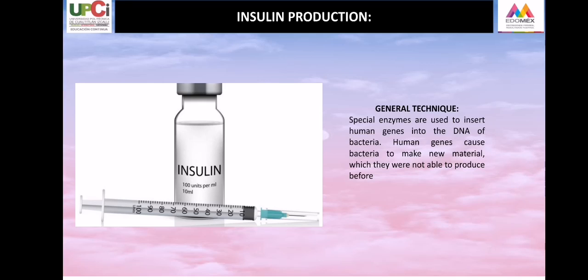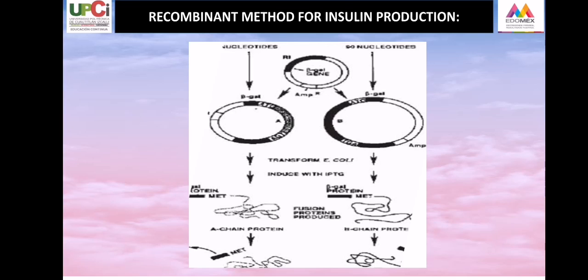In this way, the genes that control the production of human insulin can be placed in a bacterial cell in order for the microbes to make human insulin. Later, this substance is extracted from the bacterial culture. The second technique is a recombinant method for insulin production.